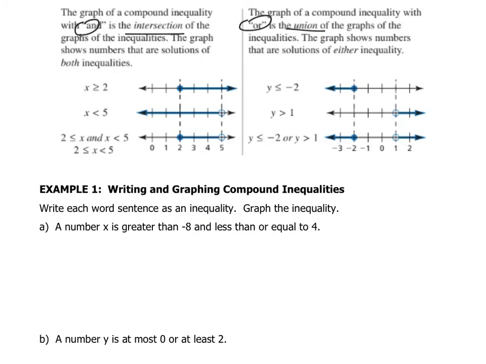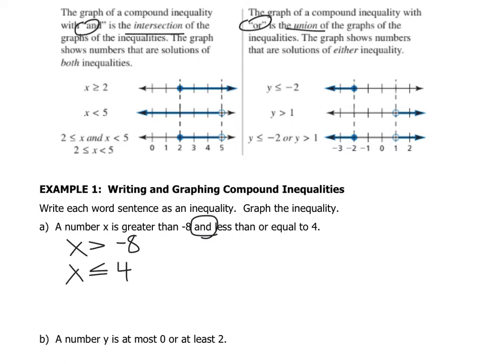So let's first start off by writing these word sentences as inequalities, and then we'll graph them. This is one of our intersection, "and" inequalities, so it's going to be a joining of the two inequalities. Let's write them separately first. x is greater than -8. x is less than or equal to 4, right? So those are the two sentences. Now I'm going to join them together.